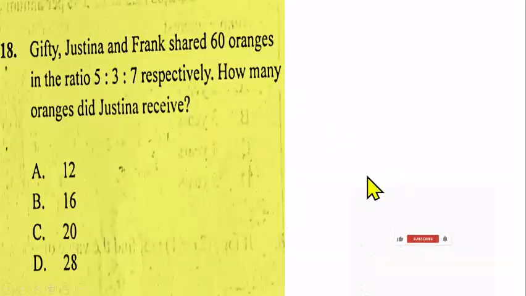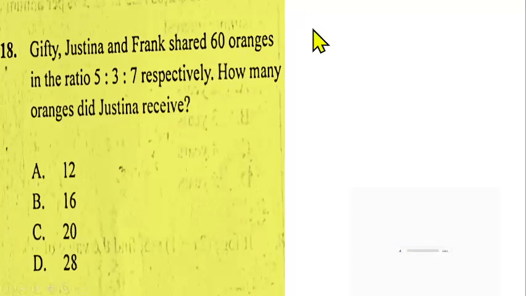So question number 18 is from ratio. The question belongs to junior secondary school, although we also have part of it in senior secondary school, but I don't expect this. We are given that Gifty, Justina, Franca share 60 oranges in the ratio of 5 to 3 to 7 respectively. How many oranges did Justina receive?